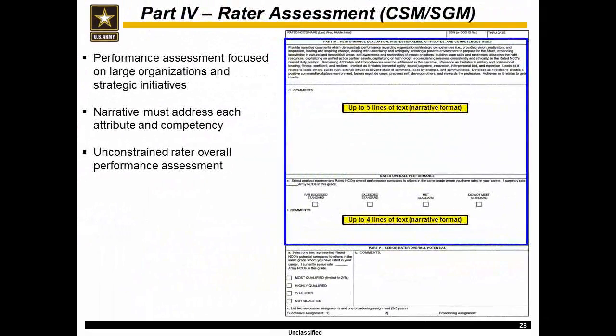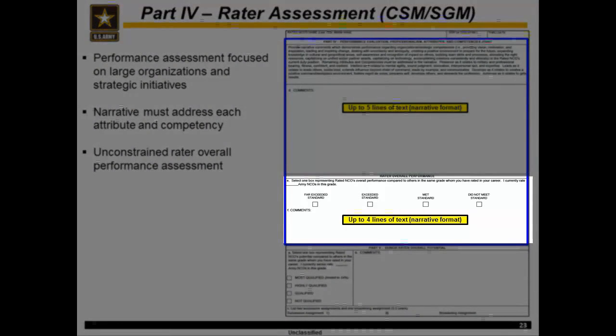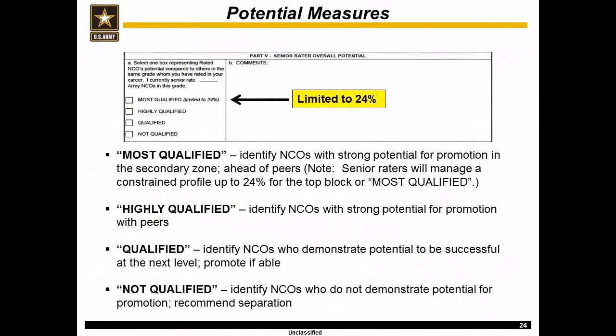The strategic level report for Command Sergeant Major, Sergeant Major, will focus on large organizations and strategic initiatives. It's similar to the OER in that the rater and senior rater will assess using narrative comments. The rater's assessment of overall performance in Part 4, Block E, will function the same as the organizational level report for Staff Sergeant through First Sergeant, Master Sergeant. For the organizational level and strategic level reports, the senior rater will assess the rated NCO's overall potential during the rating period compared against other NCOs of the same rank.